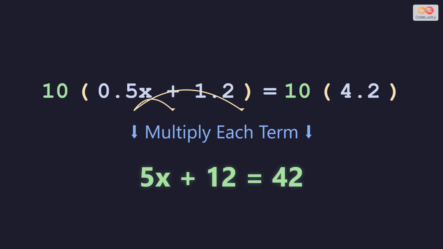Now we distribute the 10. This is the most important part. We multiply 10 times 0.5x, 10 times 1.2, and don't forget the other side, 10 times 4.2. When we do this, all the decimal points move one spot to the right, leaving us with 5x plus 12 equals 42.